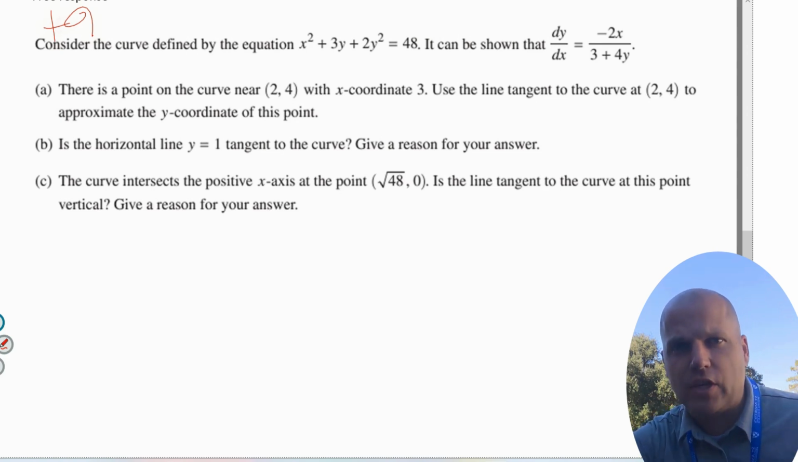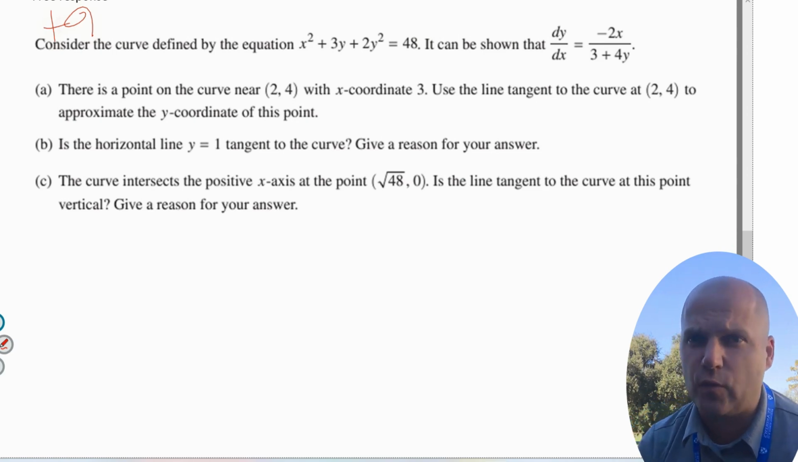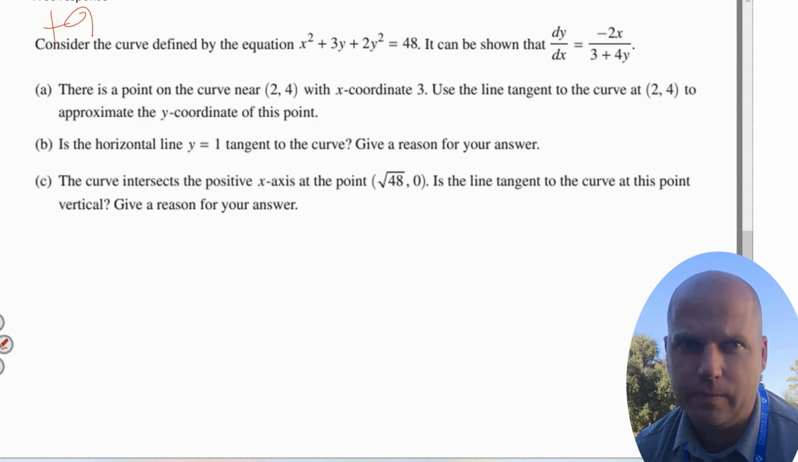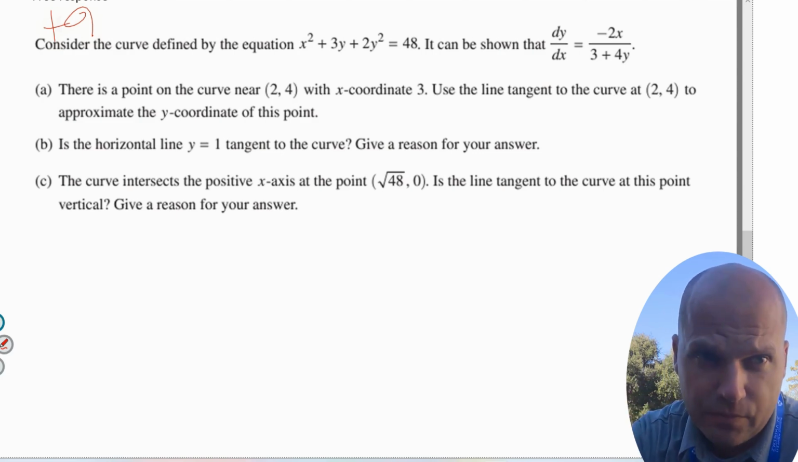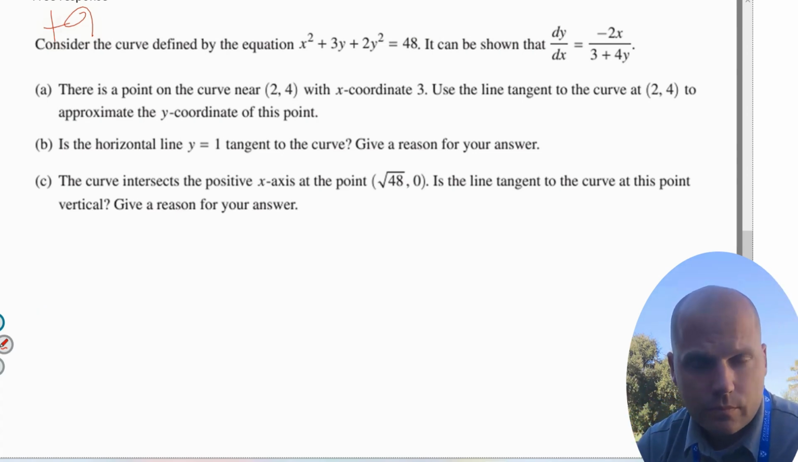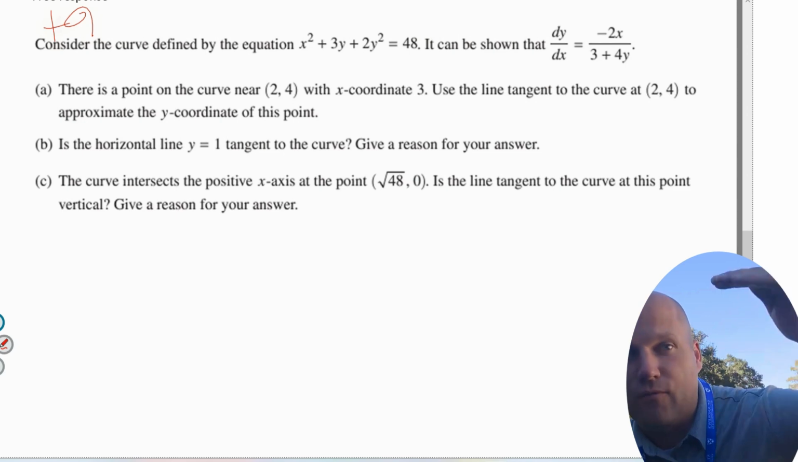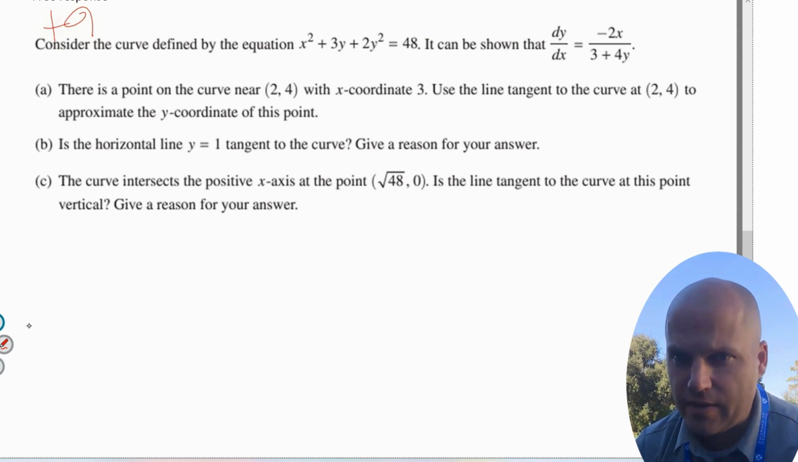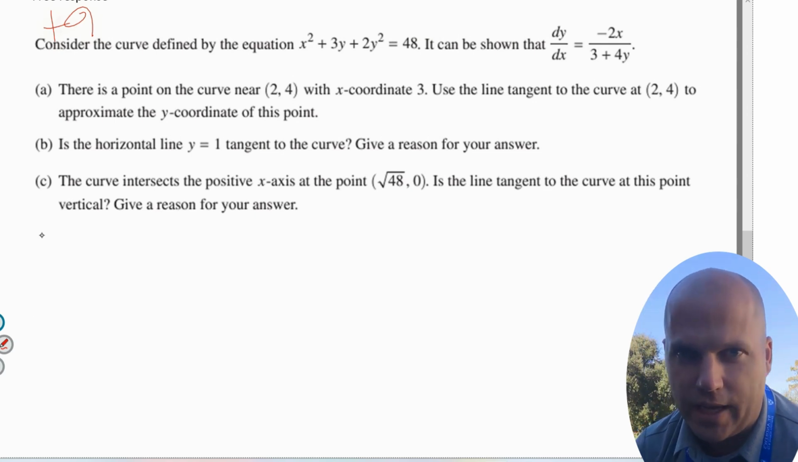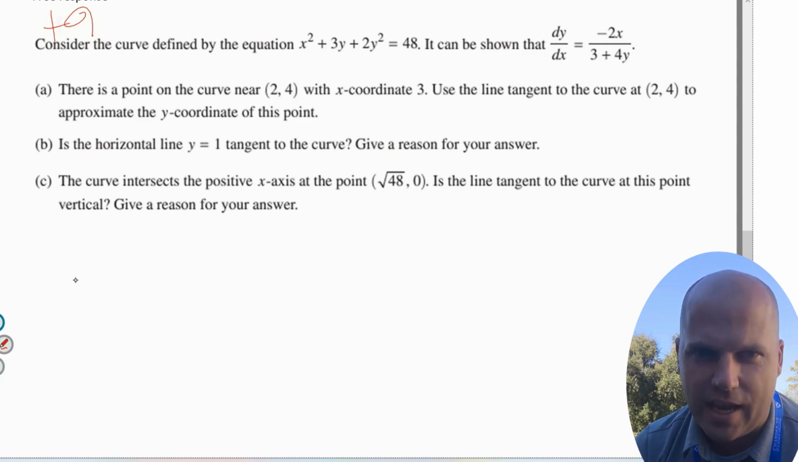There's a point on the curve near (2, 4) with an x-coordinate of 3. Use a line tangent to the curve at (2, 4) to approximate the y-coordinate at this point. You know what's great about this question? They already gave you the derivative. Typically, part A is find the derivative or show that the derivative equals this. They're not even wanting you to do that. You just got to know how to use this stuff. All right, so we need to find dy/dx at (2, 4).